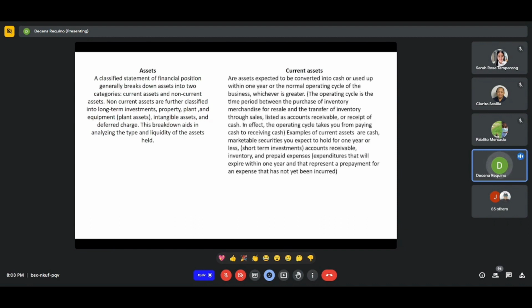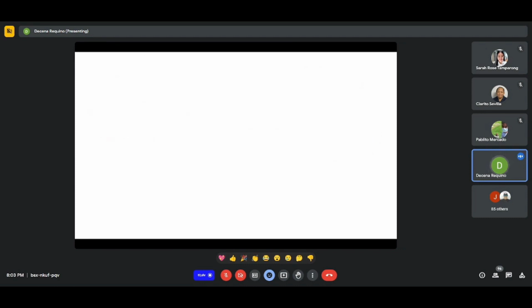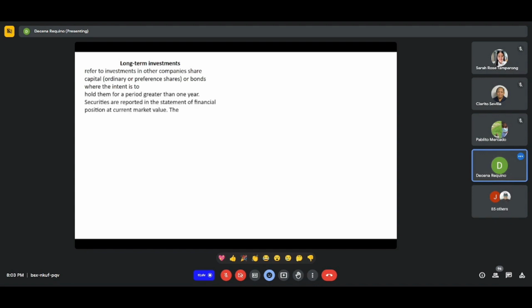Pag sinabi natin current assets, these are assets expected to be converted into cash or used up within 1 year or the normal operating cycle of the business. And pag sinabing long-term investment, it refers to investment in other company share capital, ordinary or preference shares or bonds where the intent is to hold them for a period greater than 1 year. So pag greater than 1 year, long-term yung tawag doon.